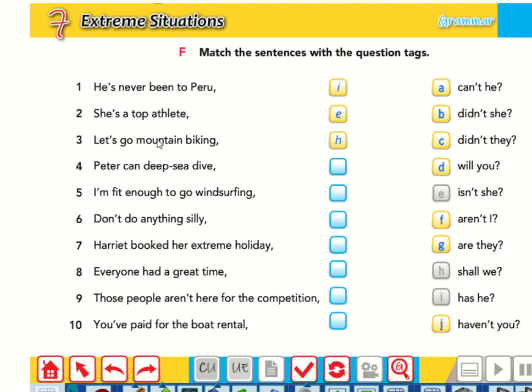Let's move on to the next one. Peter can deep sea dive. So here can, it's a positive sentence, okay? We have to look for a negative question tag starting with can't. So we have here can't he?